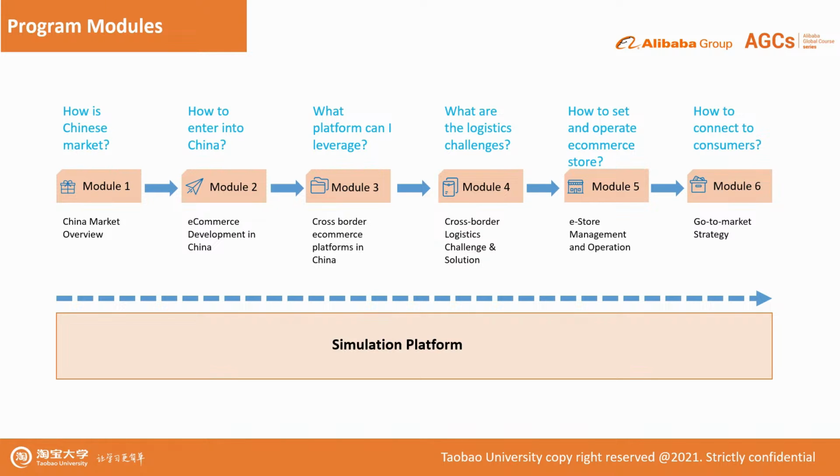So you can see we have 6 modules, and they are designed by the decision chain of how you want to, if you are thinking about selling your products to China. So module 1 will be the China market overview. How big is the China market, and is the market good for your products, and how your products can fit in the market. So this is an overview of the China market.